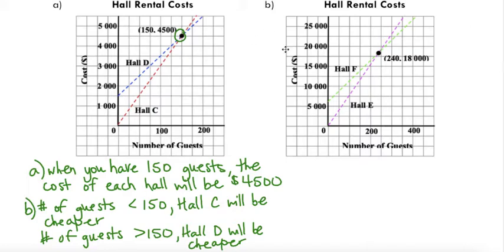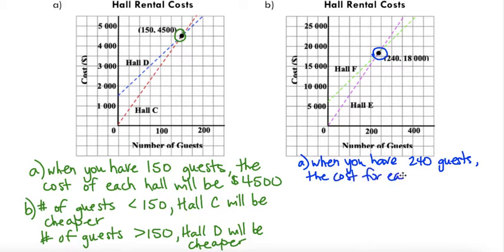So now let's take a look at the second example. Again, we need to find our point of intersection. The point of intersection is right here at the point that has a coordinate (240, 18,000). So what does that mean? Well, that means that when you have 240 guests, the cost for each hall will be $18,000.